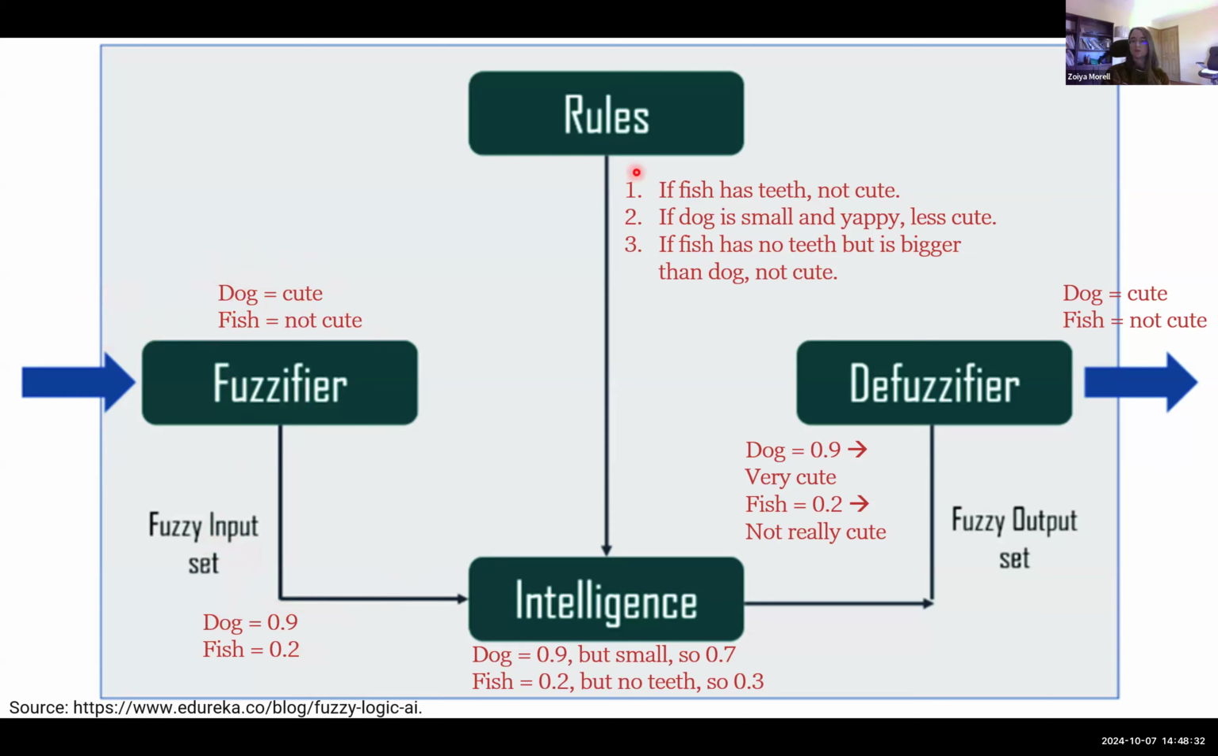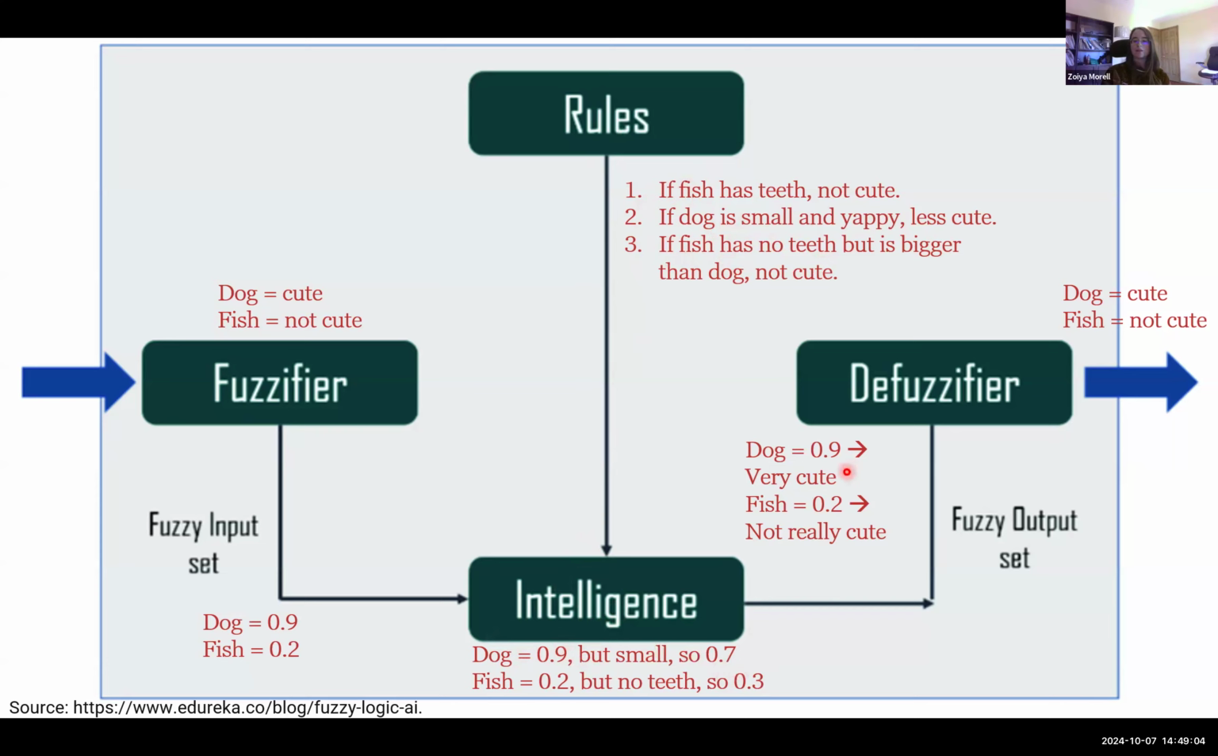And let's set some rules for this as well. Let's say if a fish has teeth, it's not cute at all. Piranhas, not cute. If a dog is small and yappy, it's less cute, so that decreases its cute value. Or say if a fish has no teeth but is bigger than a dog, it's still not cute because sharks are creepy. So once we have these rules, we can take an AI and intelligence and apply these rules to this data. So we have a dog and we know it's 0.9, but this one's small and yappy, so it's actually 0.7, and so on and so forth.